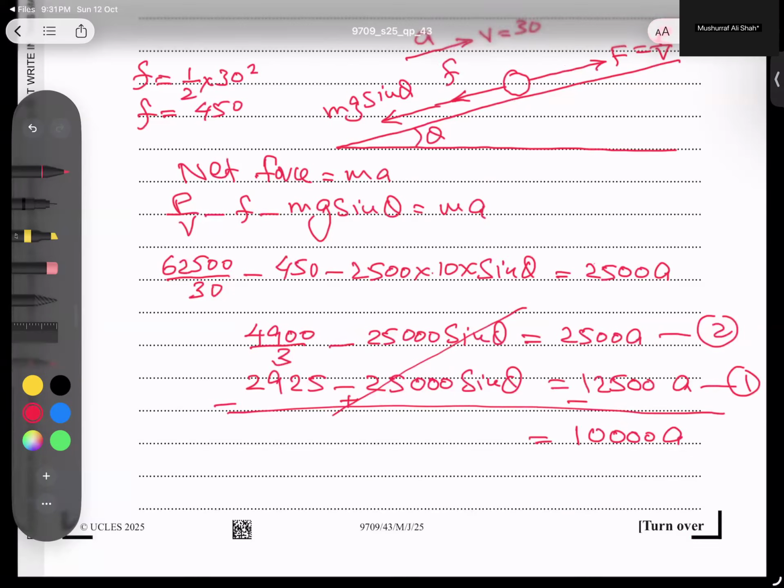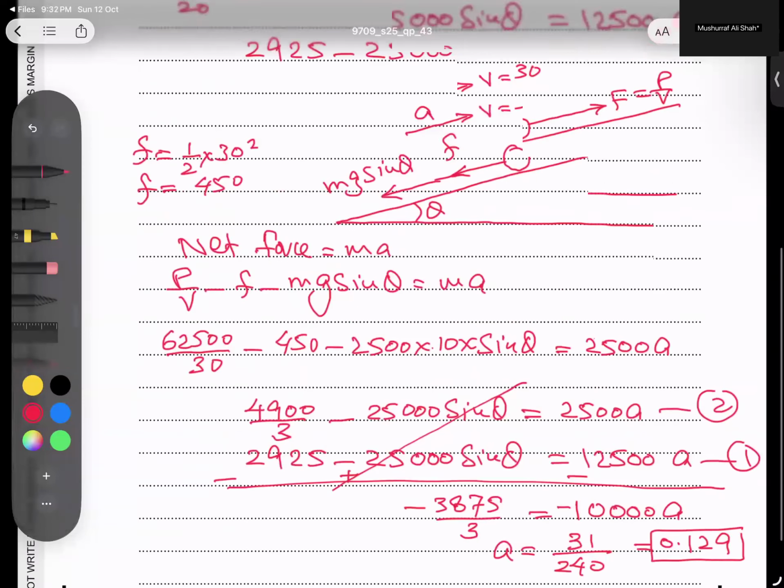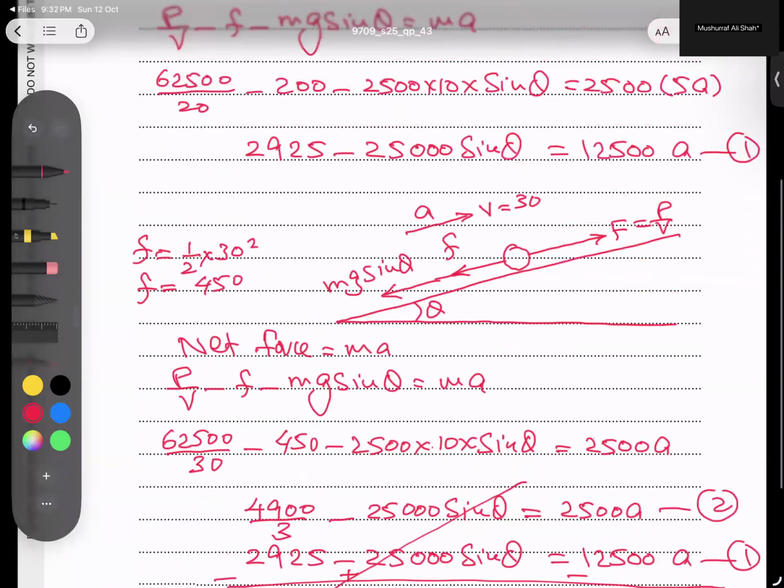So it means the correct answer I'm getting here, alhamdulillah. There's a negative sign here and negative sign here. So 3875 over 3. And when you divide this number, I get acceleration, students, 31 over 240. In decimals, it turns to be 0.129, 3SF answer. But did he ask a special form? Not at all. So this is our final answer.